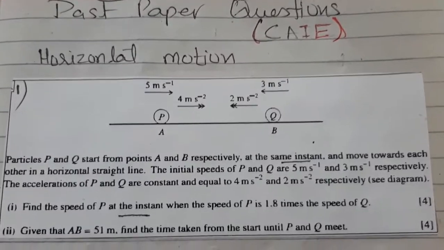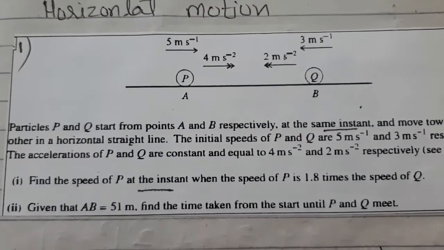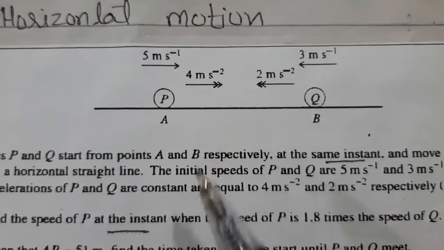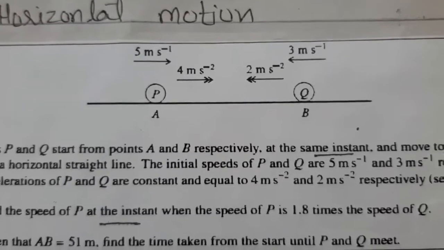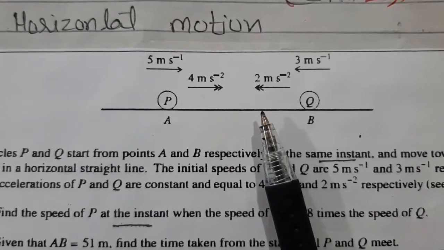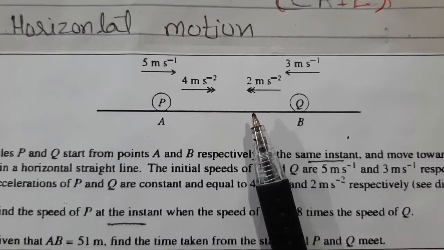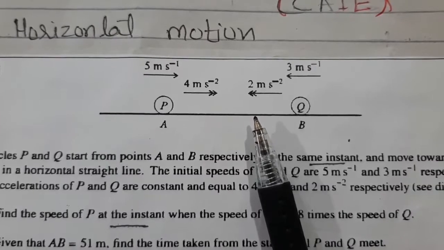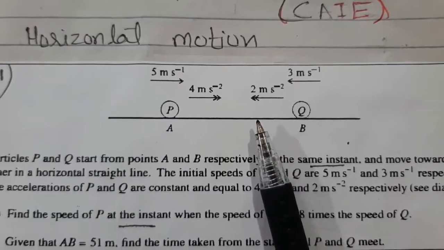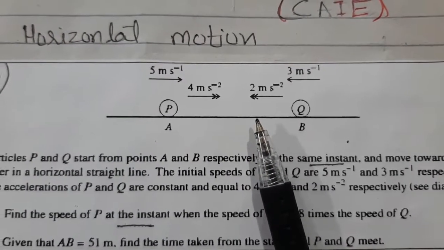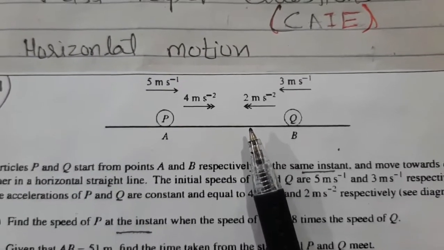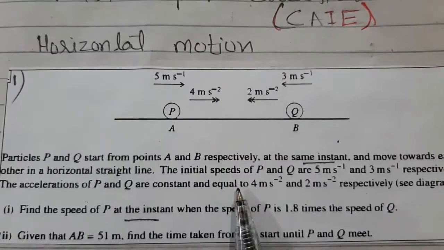So let's see a question. This question is saying that there are two particles P and Q. If you look at this diagram, the whole description is given over here. So in this question, there are two particles P and Q, which are at the positions A and B, and they are moving with the speeds of 5 meters per second and 3 meters per second respectively towards each other. The acceleration of P is 4 meters per second squared, and the acceleration of Q is 2 meters per second squared. So this is the description given in the paragraph, and we don't need to read it.